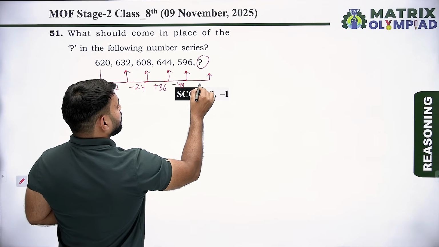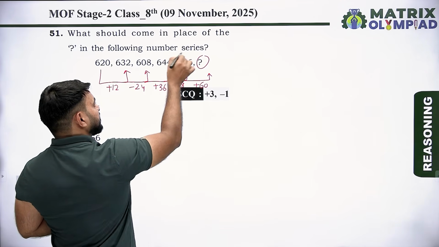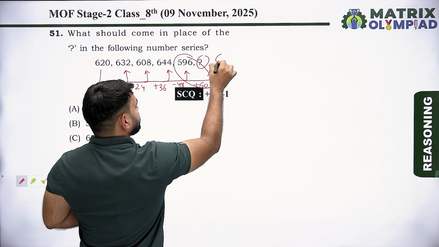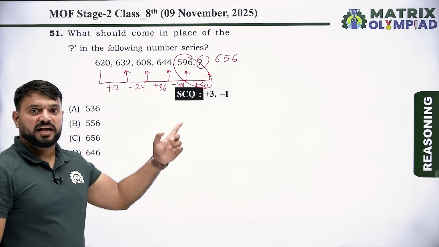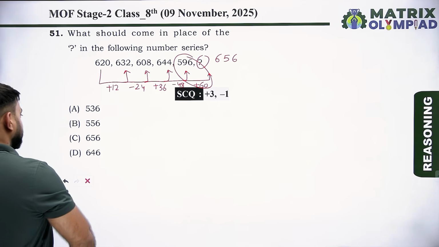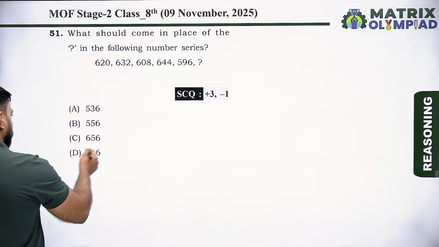Now similar, plus 60. So 596 plus 60 means 656. So 656 is the next number of the given number series. So here option C is the correct answer of this question. Let's move on to the next question.